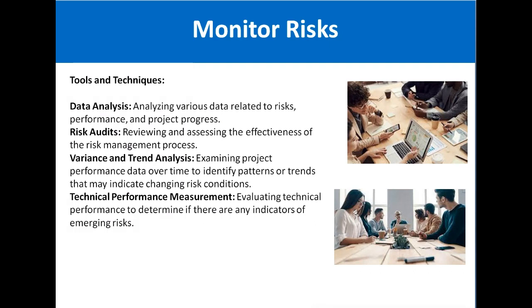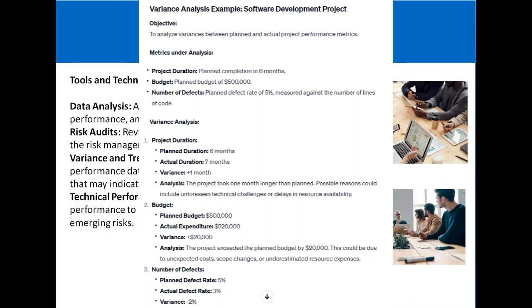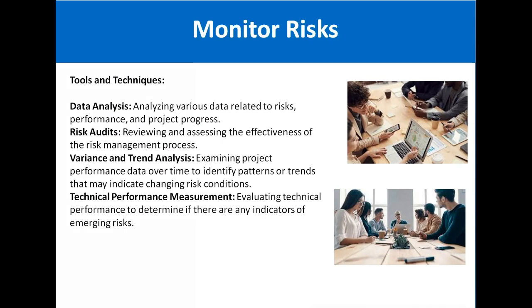Variance and trend analysis means trying to compare the planned work with the actual work. For example, examining the project performance data over time to identify patterns or trends that may indicate changing risk conditions. If there are any major variances, obviously it will impact, it will indicate a major risk as well.